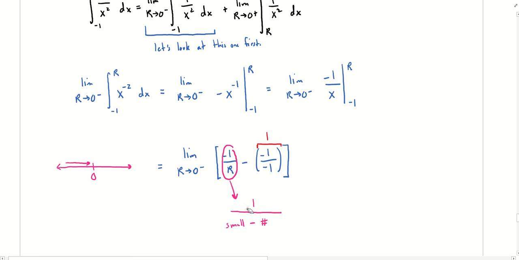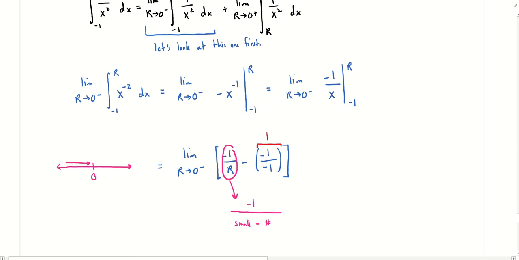Now, if this was +1 over a small negative number, then this fraction would blow up to negative infinity, right? Because we have 1 over something that's getting bigger and bigger, but it's staying negative. So this whole thing would blow up to negative infinity.